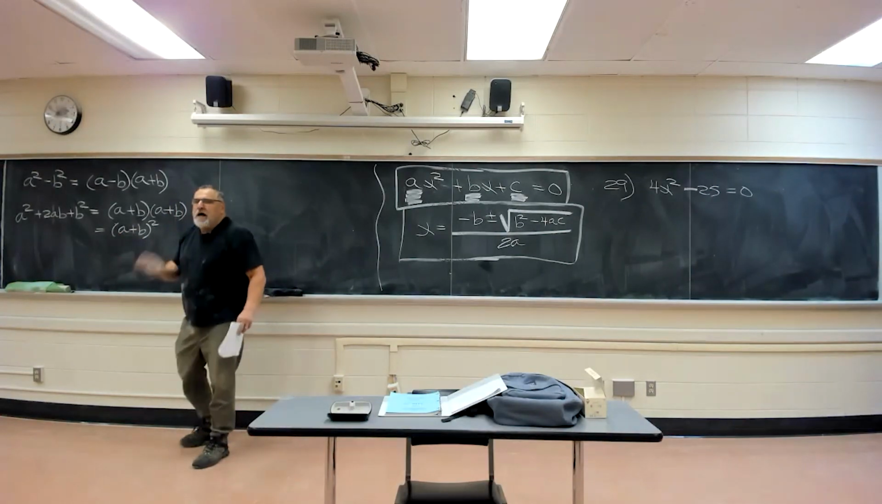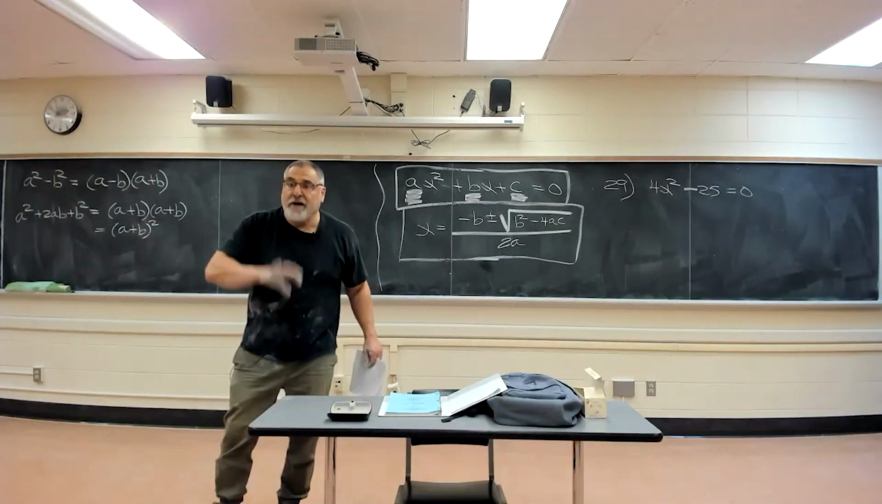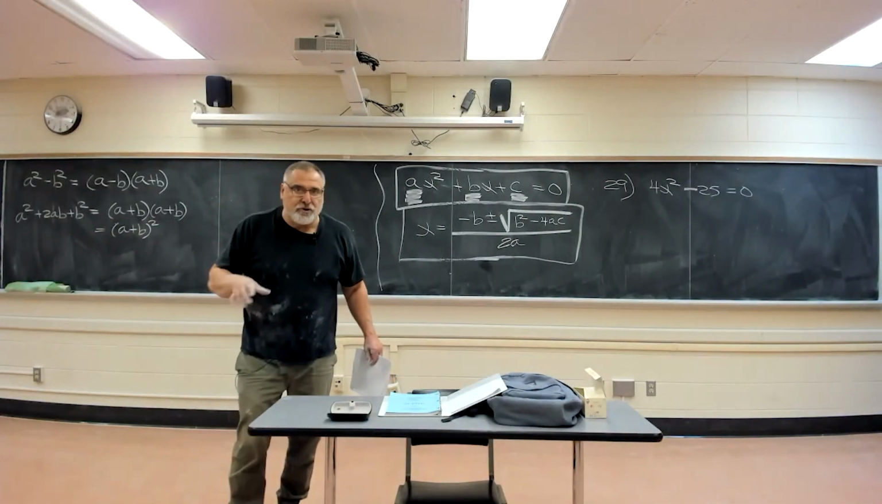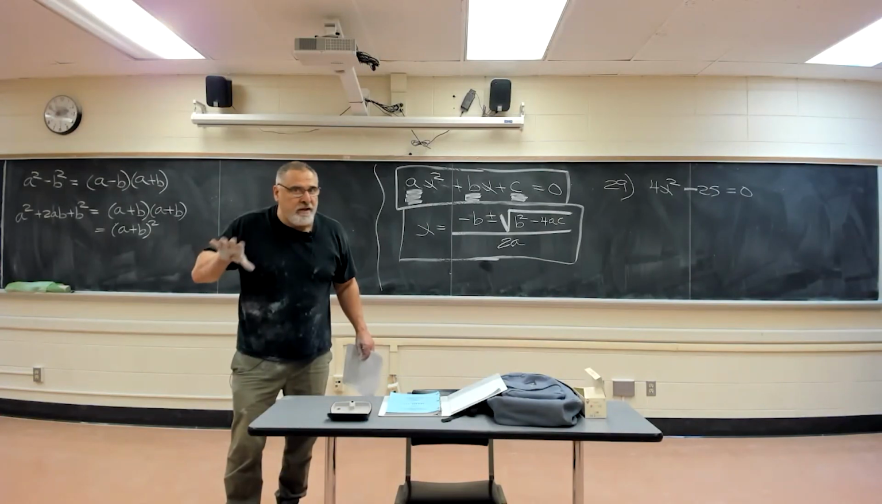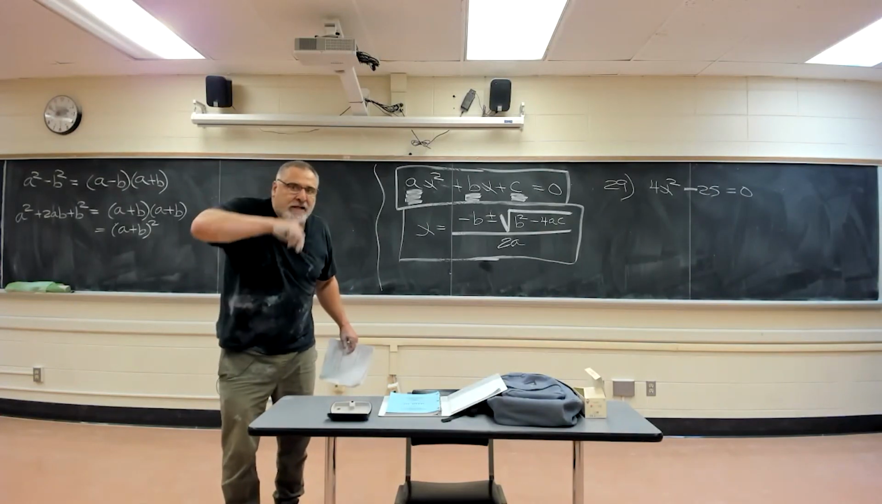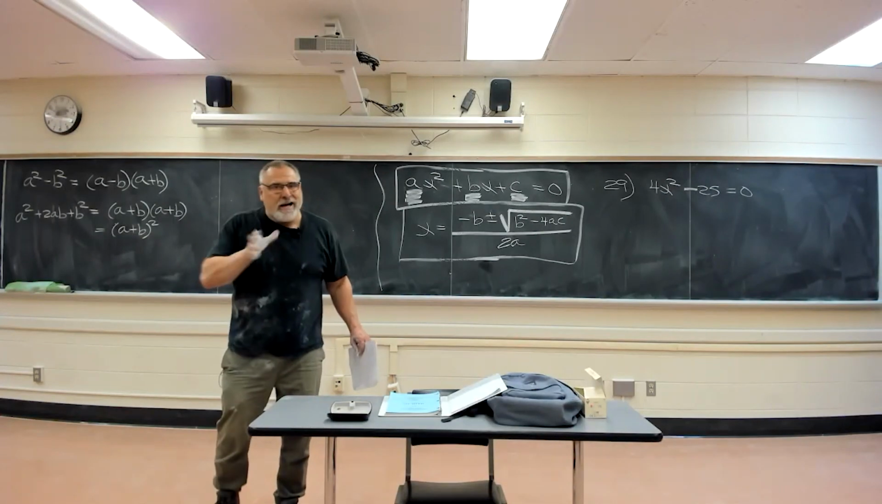Yeah, you can't just bring the square inside and hit the a and hit the b and say you're done. You can only do that when there's multiplication and or division going on only, with no addition or subtraction. If it's multiplication and or division only, you can bring the exponent inside and hit everything and you're done. It's that easy. But when there's addition or subtraction, it doesn't work that way.